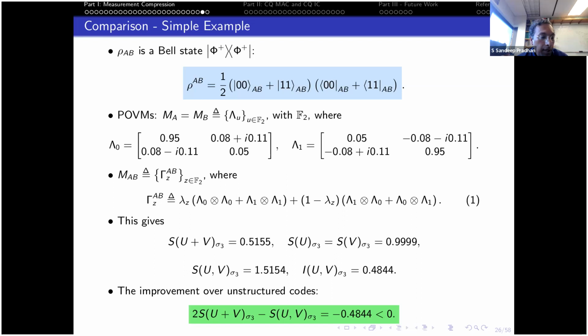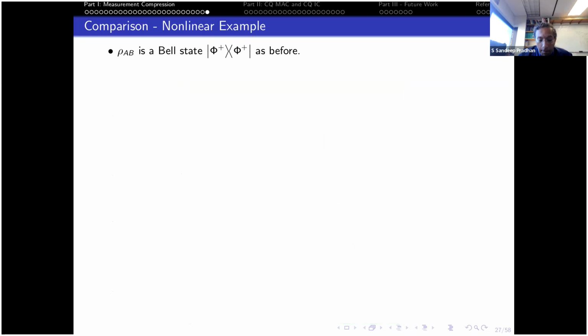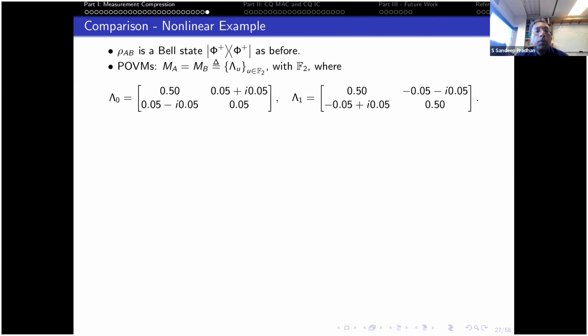Now here is the next example. So we are going to now look at a nonlinear example. So again, it's a Bell state as before, entangled state. And I've chosen some lambda 0, lambda 1 here. So another set of measurements. Again, Alice and Carly do the same measurements on their corresponding qubits.